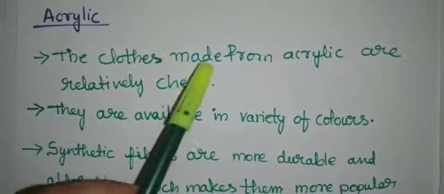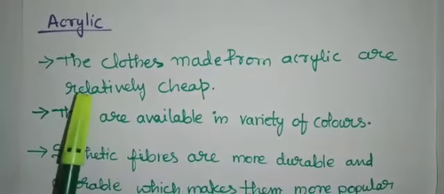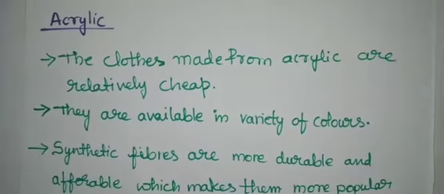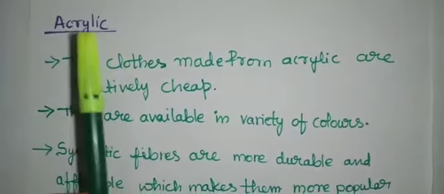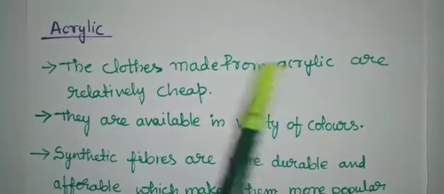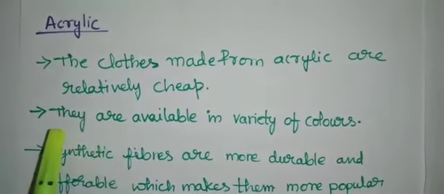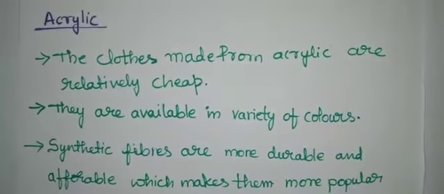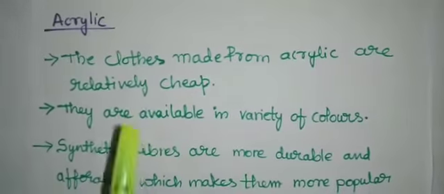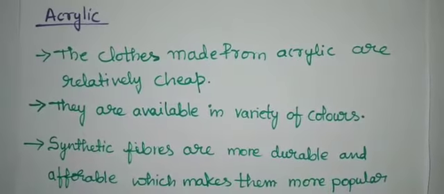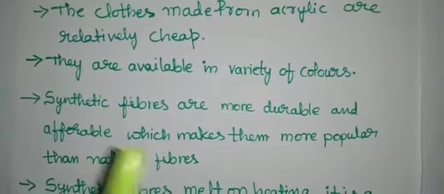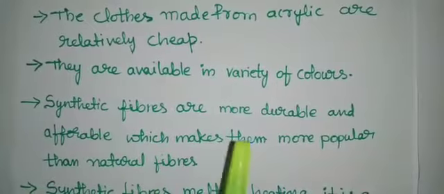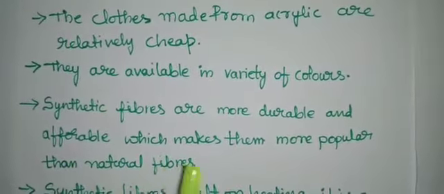The cloths made from acrylic are relatively cheap. You know that natural wool products are very costly, but the cloths made from acrylic are relatively cheap. And these are available in a variety of colors. Sweaters, you might have seen woolen sweaters, are available in a variety of colors. And these acrylic fibers are more durable and affordable, which makes them more popular than natural fibers.